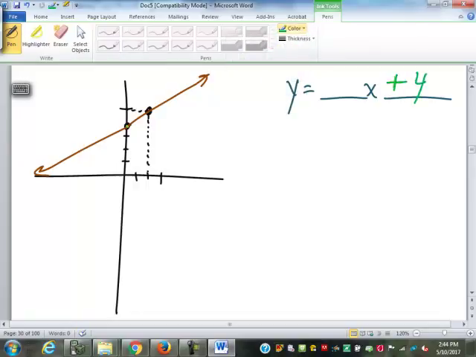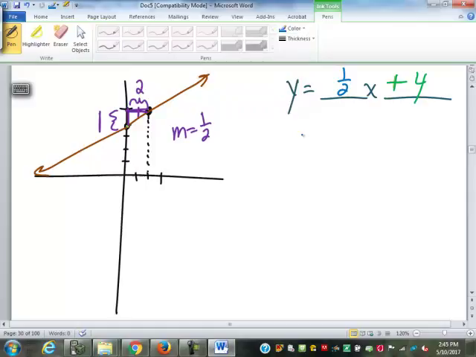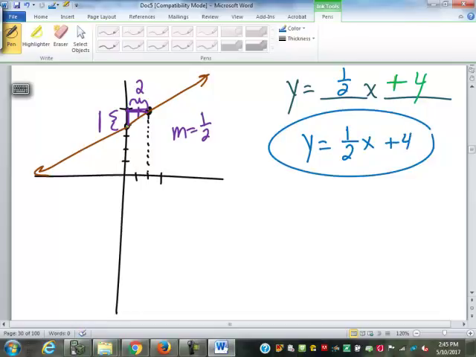The slope is then going to be from this little triangle again. What's my rise? 1. Is it positive or negative? Positive. It is positive. And my run here? 1, 2. 2. There we go. So my slope is 1 over 2. So I put 1/2 here. So that gives me the equation y equals 1/2 x plus 4.